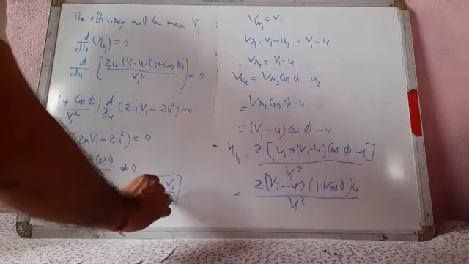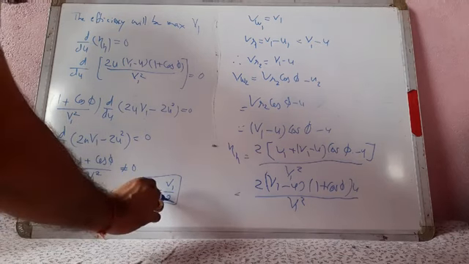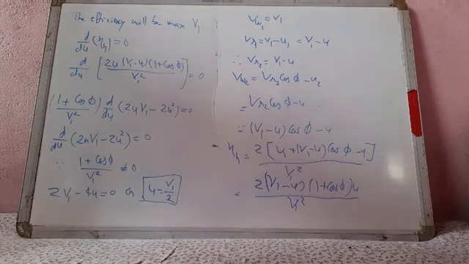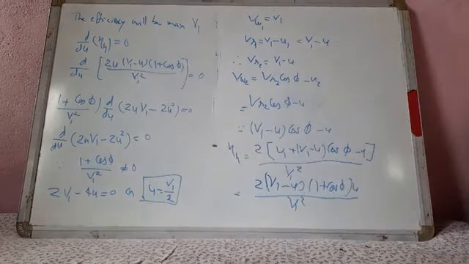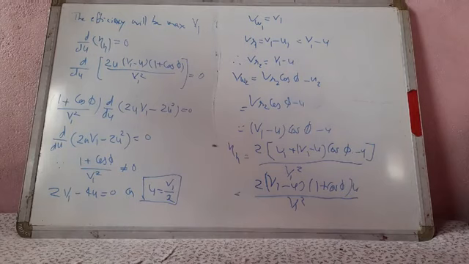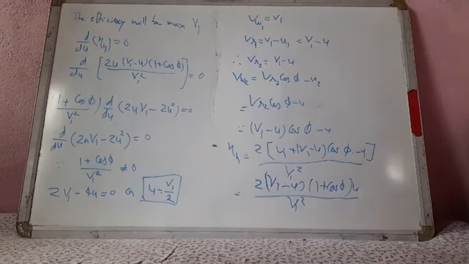This is for the maximum of efficiency. This equation states that hydraulic efficiency of Pelton wheel will be maximum when the velocity of wheel is half the velocity of jet of water at inlet. The expression for maximum efficiency will be obtained by substituting u equal to V1 by 2.